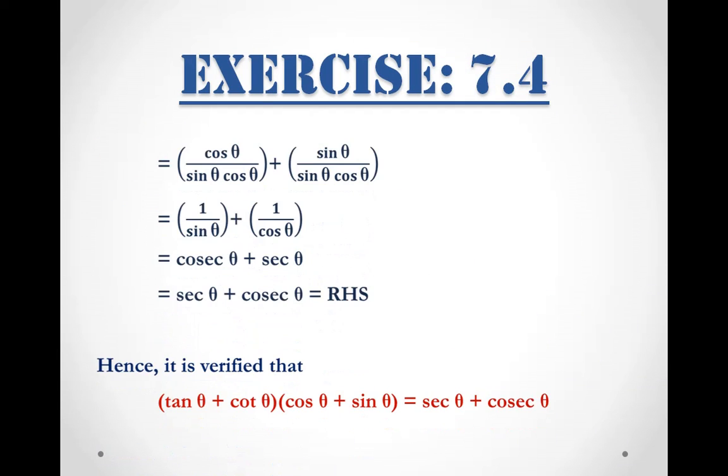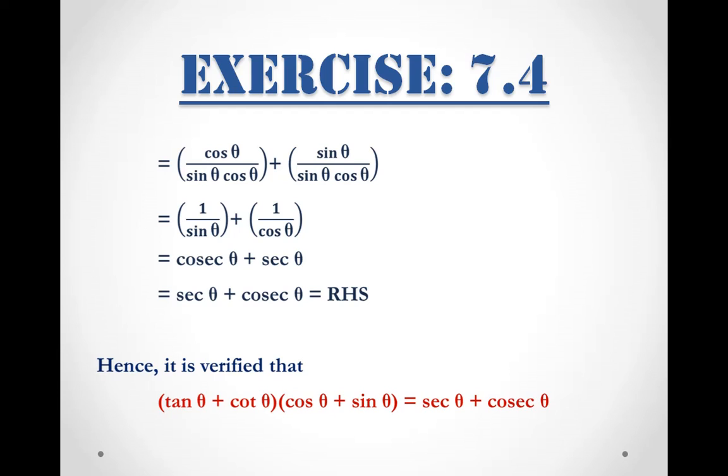Moving ahead, in the next step we have cos theta over sin theta into cos theta plus sin theta over sin theta into cos theta. That is, we have opened the bracket and split it, first numerator over denominator plus second numerator over denominator. Cancelling cos theta over cos theta, from the first bracket we have 1 over sin theta, and from the second bracket we have 1 over cos theta. As you all know that the reciprocal of sin is cosecant, so in the next step 1 over sin theta becomes cosecant theta, whereas 1 over cos theta becomes secant theta. That is exactly the right hand side.